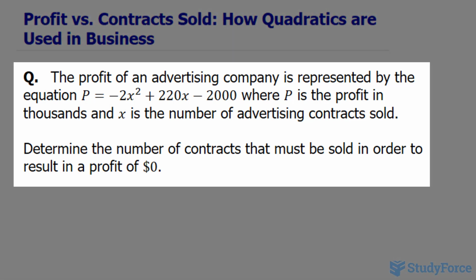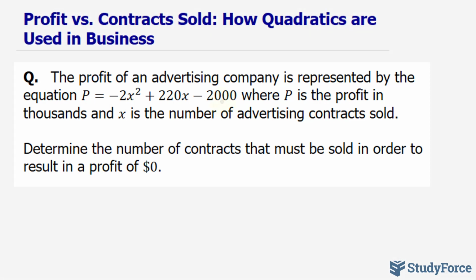The question asks, the profit of an advertising company is represented by the equation p is equal to negative 2x squared plus 220x minus 2000, where p is the profit in thousands and x is the number of advertising contracts sold. Determine the number of contracts that must be sold in order to result in a profit of 0.